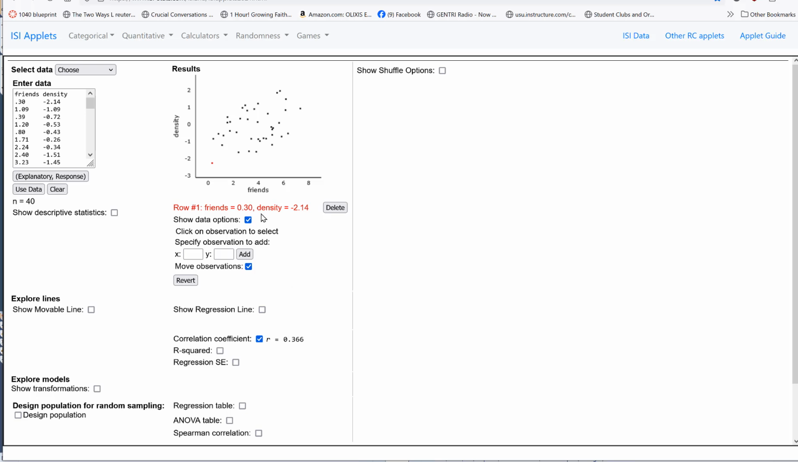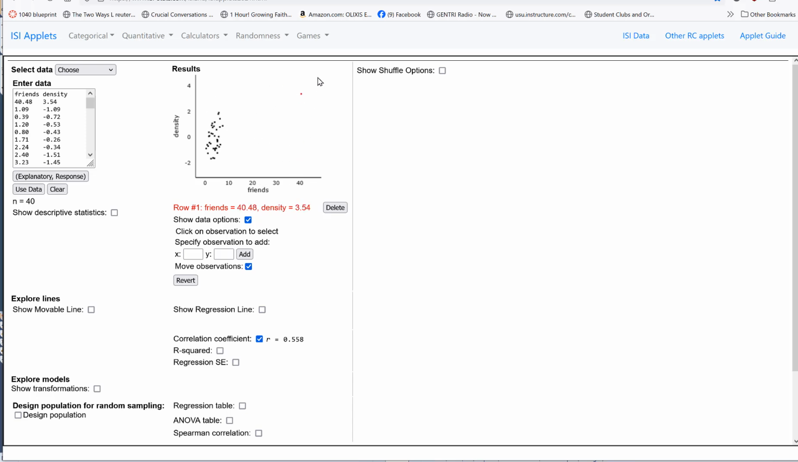So watch right here, the correlation is 0.366. If I move it closer into the middle of the cloud, notice my correlation actually changed. What happens if I move it way over here? Notice my correlation changed a lot, all the way down to 0.117. If I move it way over here, my correlation changes a lot. I can make it go almost all the way to 0.